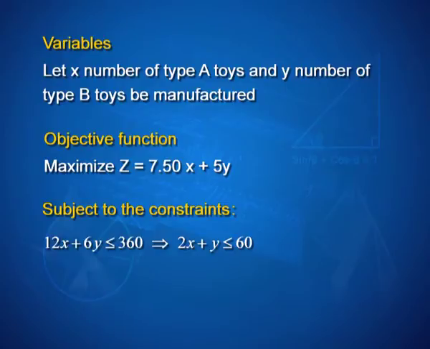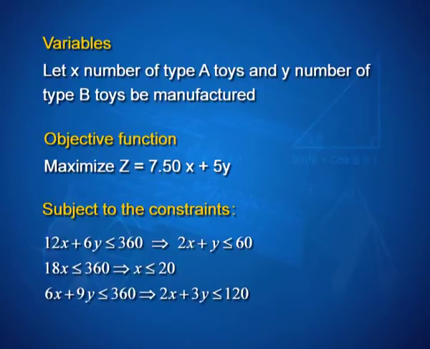Constraint on the second machine will give us 18x is less than or equal to 360, which gives us x must be less than or equal to 20. And the third machine, with the constraints given of how much time each toy needs, translates to 6x plus 9y less than or equal to 360, which simplifies to 2x plus 3y less than or equal to 120.